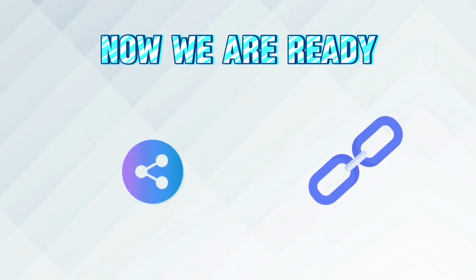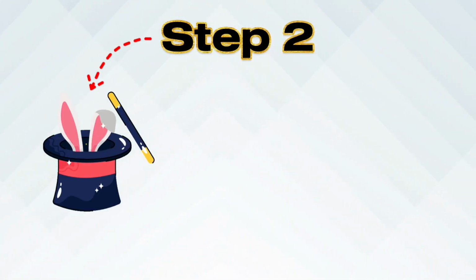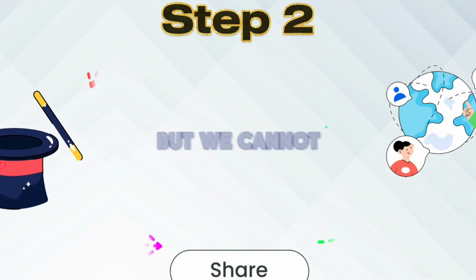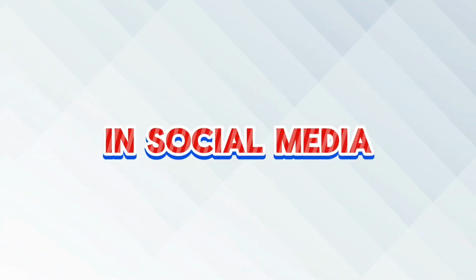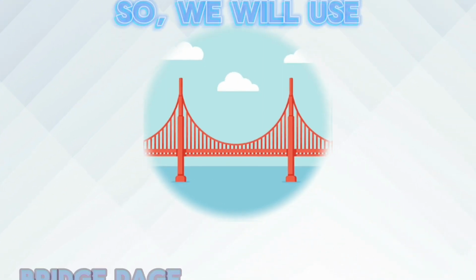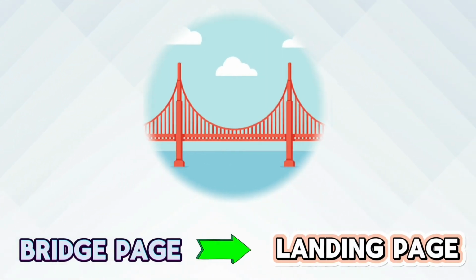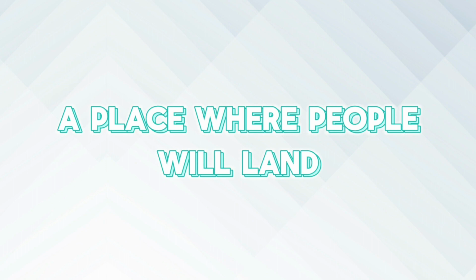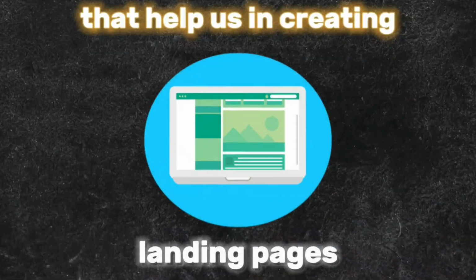Now we are ready to share the links we just created. Step 2. We will use a simple but effective trick for sharing the links worldwide. But we cannot directly use these links in social media or promotion platforms, so we will use a bridge for this task. This bridge page is also called a landing page, which means a place where people will land after clicking a certain link. There are many websites that help us in creating landing pages for free.